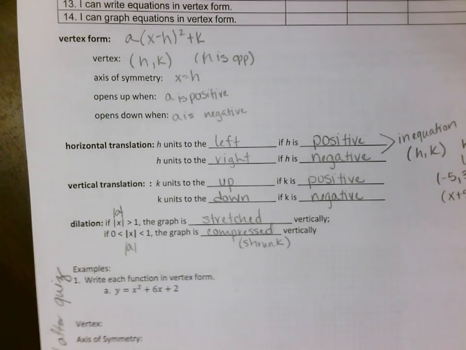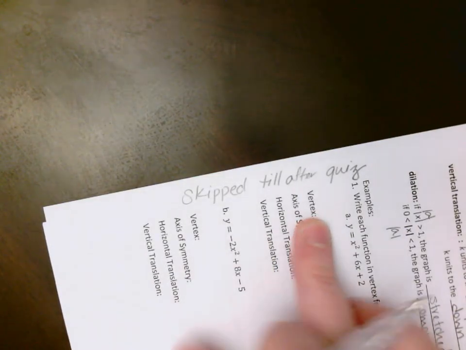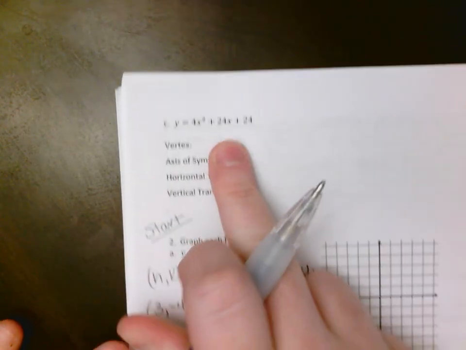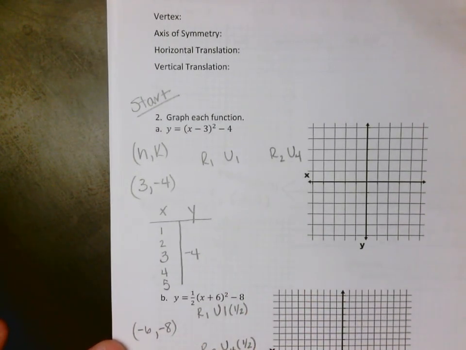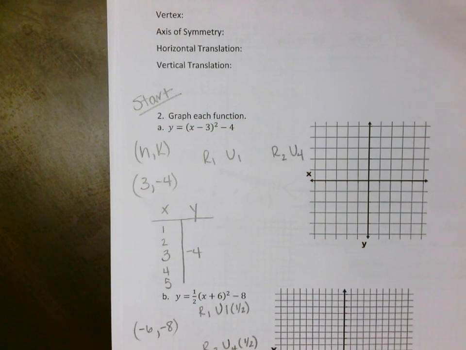We are going to skip these questions here. So skip till after the quiz. We'll come back to that when we do completing the square. We will skip this question at the top, so we're going to start here at number 2. Graph each function. I have pre-done these, so please bear with me due to the situation I'm in for today.